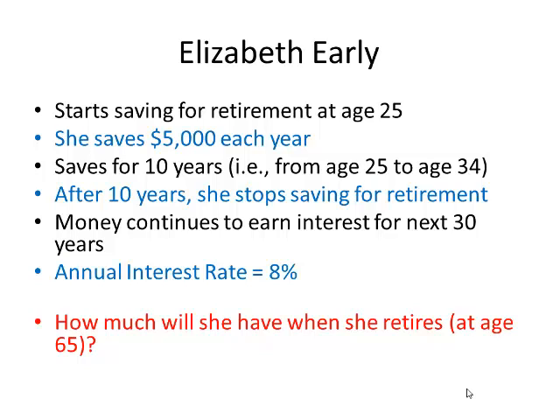I'm going to assume for this example that she saves $5,000 each year, but she's only going to save for 10 years. So she's going to save between age 25 to 34. So for 10 straight years, she's going to set aside $5,000 each year. In some ways you might say, well, she's just going to be saving $50,000 for retirement, and that is going to be woefully inadequate for her to retire. But we need to take into account compound interest and what that money will be worth in the future.